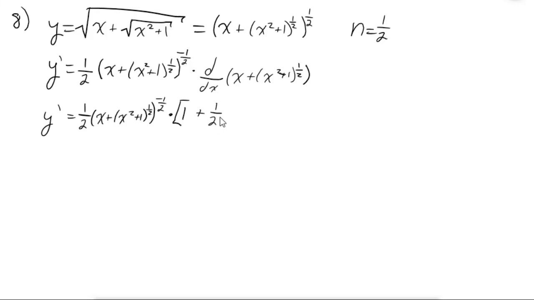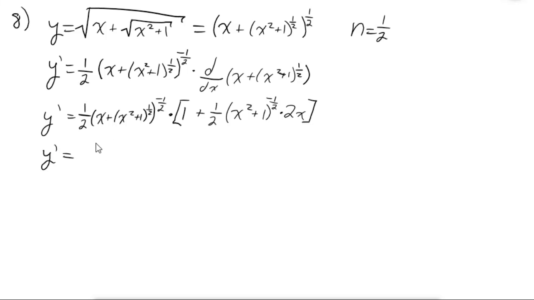So my n is still 1/2, so I'll bring that down, multiplied by x squared plus 1 to the power of 1/2 minus 1, or negative 1/2. And then I'm going to be multiplying it with the derivative of the inside, and the derivative of the inside is 2x. And there we go. Okay, now the fun part, trying to simplify.